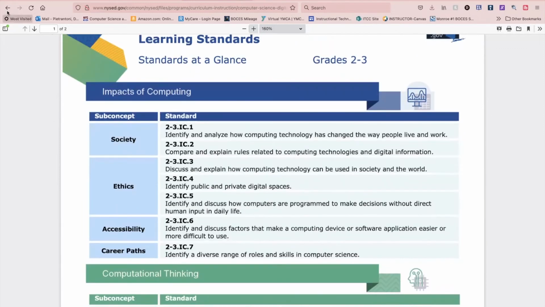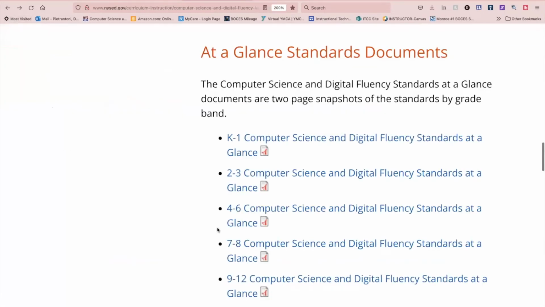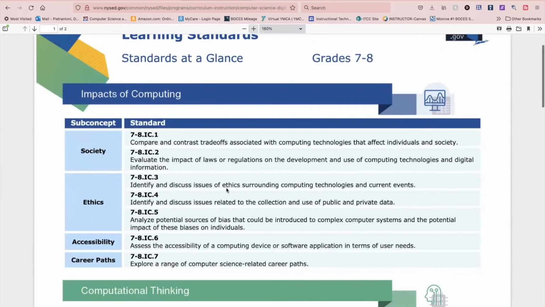I'm going to go back and click on a different grade band. I'm going to click on 7-8, and you'll see here again 7 standards. And I'm going to look at standard 4. So this again is under ethics. Identify and discuss issues related to the collection and use of public and private data.